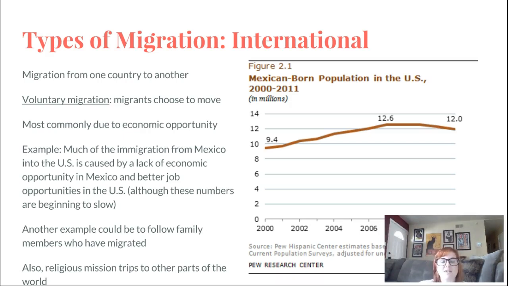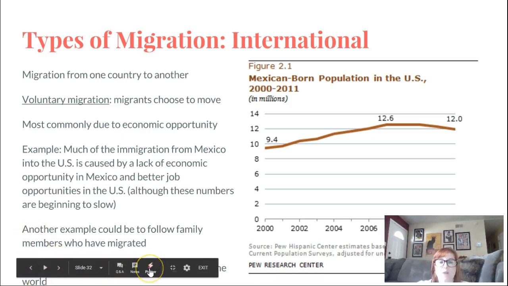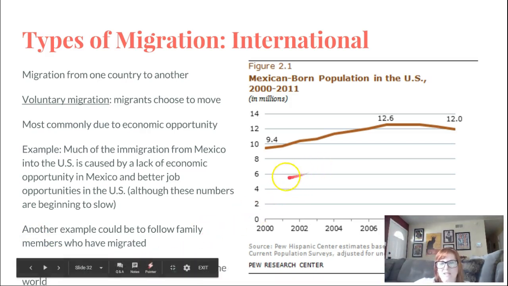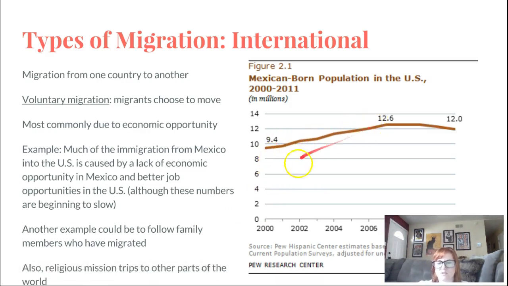So voluntary migration is when migrants choose to move. And almost always when it's voluntary migration, it's for economic reasons. So it would be for economic push or pull factors, okay? One of the largest migration waves in the world today is from Mexico to the U.S., and you can see this trend right here. It's been steadily increasing since 2002, but then in 2008, you'll notice it starts to decline, and that's largely because of the recession that we had in the U.S.